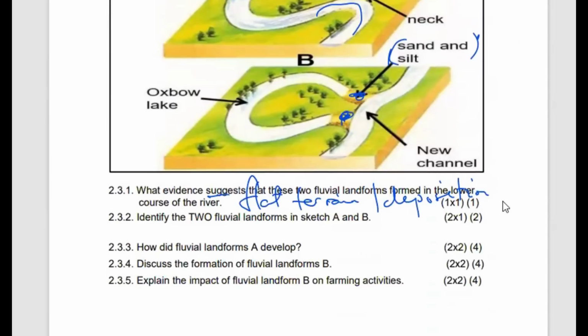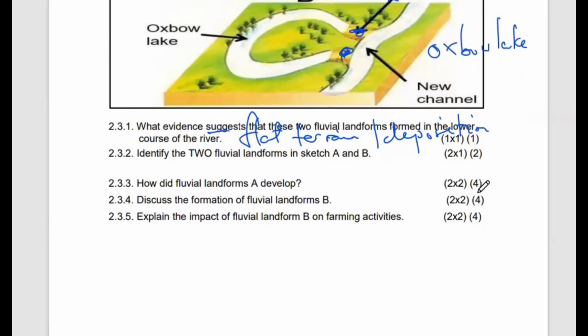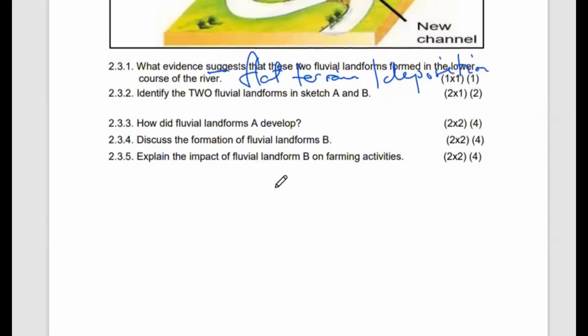Then for B, our fluvial landform is now an oxbow lake. So ultimately, an oxbow lake develops from the meander. If a meander becomes pronounced and the river manages to break the neck of the meander, ultimately it becomes an oxbow lake. Right. So how did the fluvial landforms A develop?